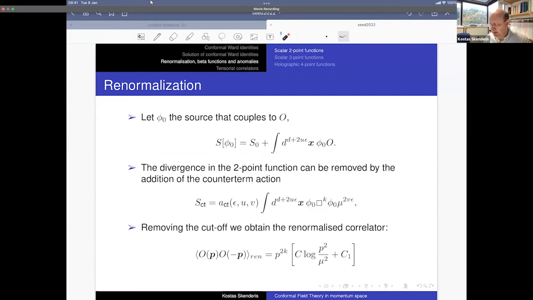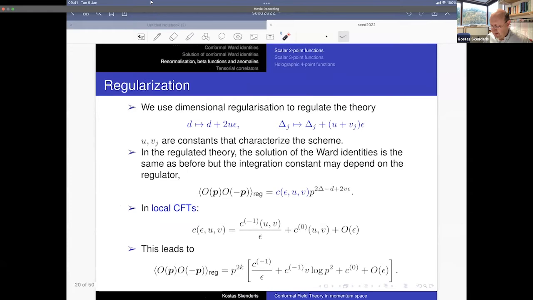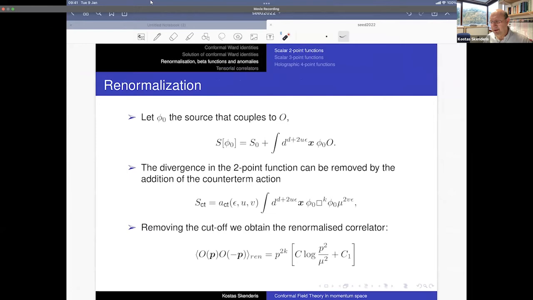And here comes the point I said earlier. Specifically when the dimension takes the special value, there is a specific combination that has dimension d. And that's precisely also the counterterm, which we need to remove the infinity. So now if I adjust this constant here, I can cancel that infinity. And then I can remove the regulator, take epsilon to zero. And then this gives rise to a renormalized correlator.